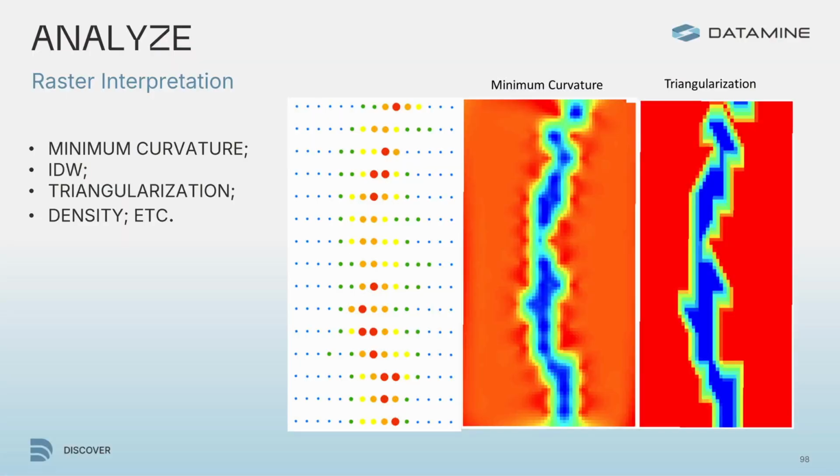We give you the ability to analyse rasters. So if you've got geochem data or geophysics or topo data, you can use minimum curvature, IDW, triangulation, density to be able to get that.